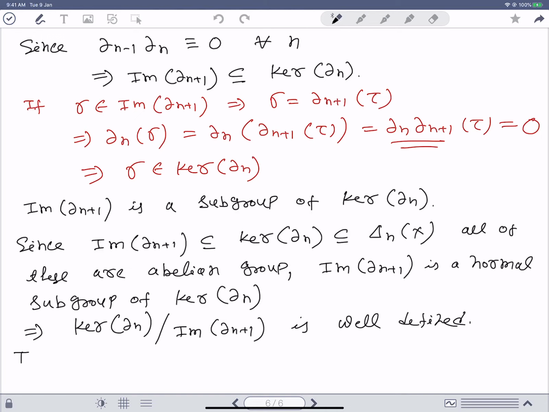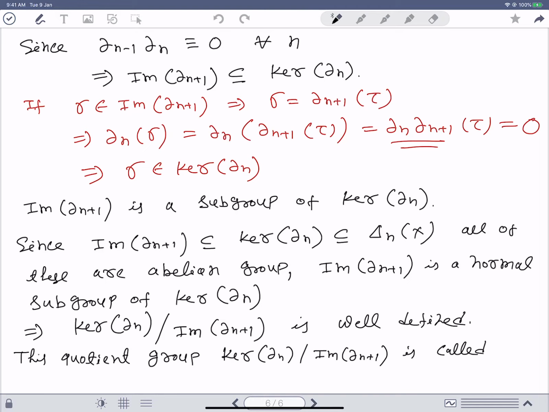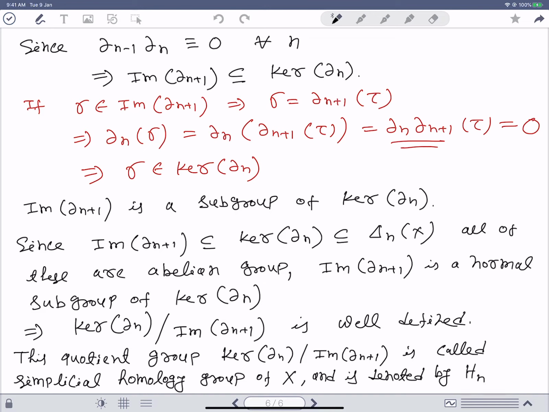Now this quotient group, kernel of del n quotient with image of del n plus 1, is called the simplicial homology group of the topological space X, and it is denoted by this symbol, H n upper delta X. Okay.